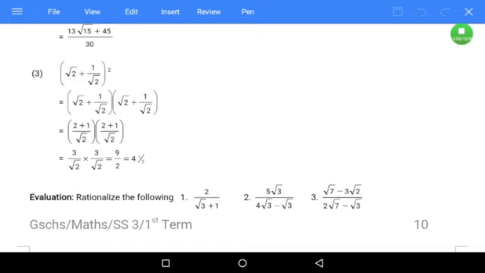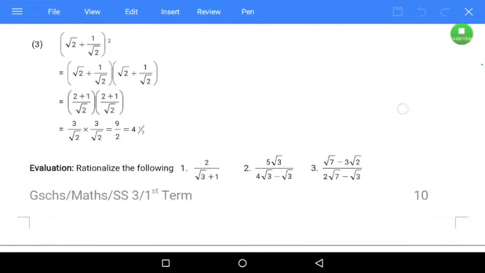I believe this class is clear. So you have this evaluation to solve in this problem.